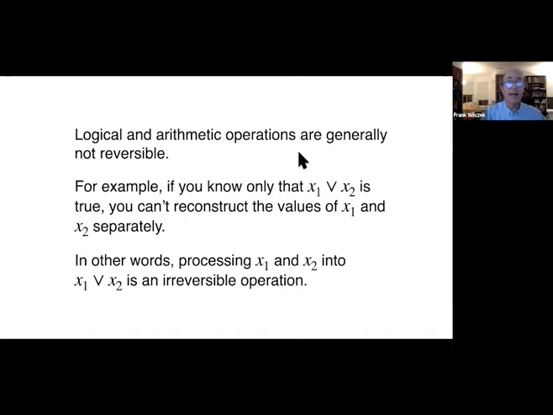So arithmetic and logical operations are generally not reversible. For instance, if you know only that x1 or x2 is true, that doesn't allow you to reconstruct the values of x1 and x2 separately. It might be that x1 is true and x2 is false, or x1 is false and x2 is true, or both of them are true. You can't really tell if all you know is that x1 or x2 is true. In other words, if you process the values of x1 and x2 onto the value of x1 or x2, that's an irreversible operation.